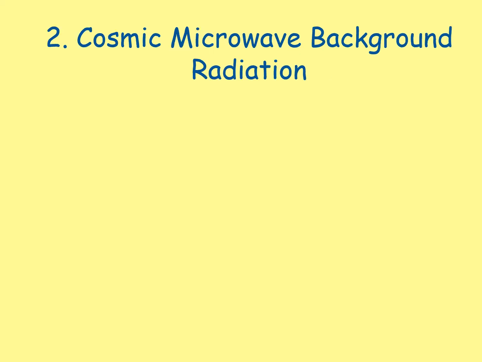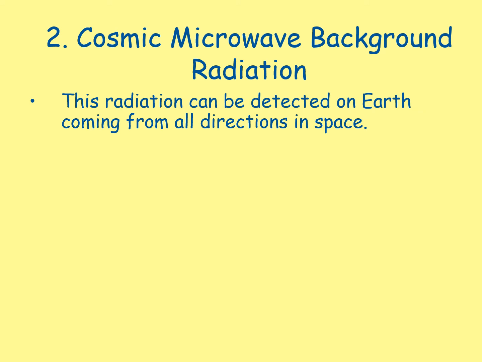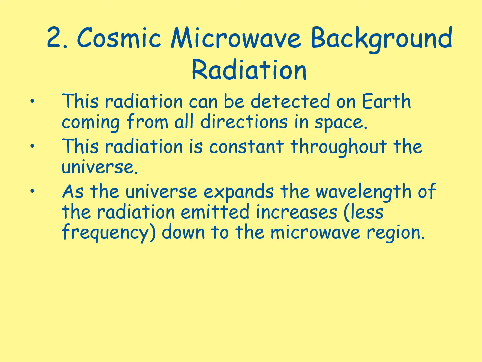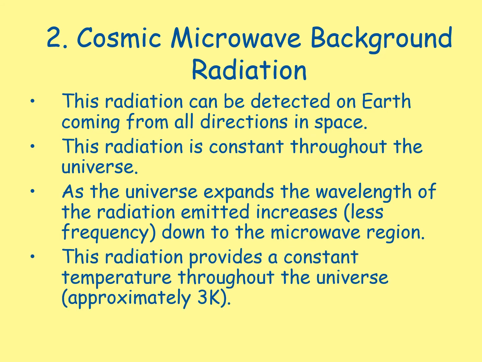2. Cosmic microwave background radiation. This radiation can be detected on Earth coming from all directions in space. This radiation is constant throughout the universe. As the universe expands, the wavelength of the radiation emitted increases, which means less frequency, down to the microwave region. This radiation provides a constant temperature throughout the universe, approximately 3 Kelvin.